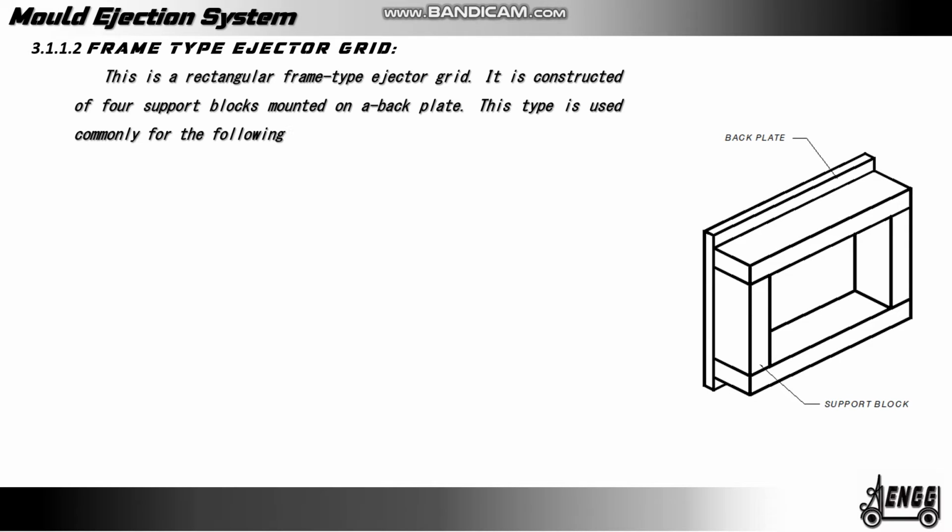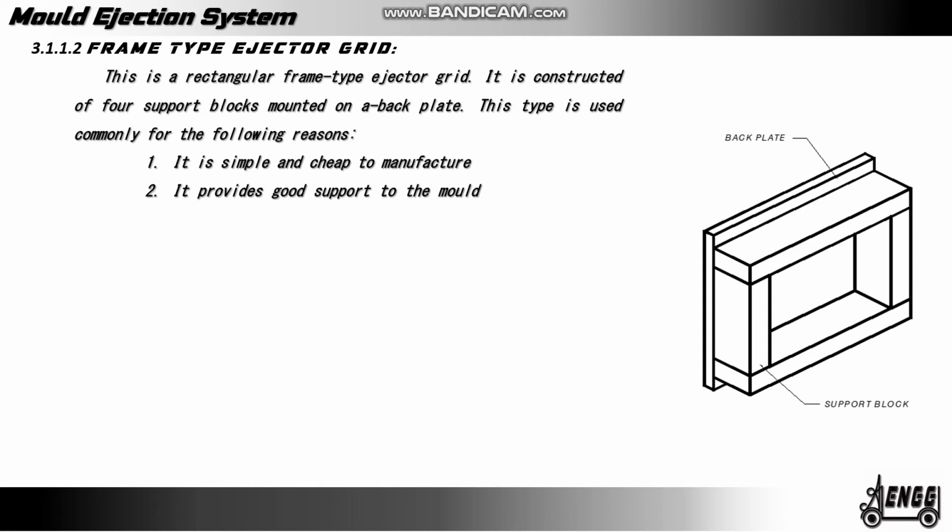Frame type ejector grid. This is a rectangular frame type ejector grid. It is constructed of 4 support blocks mounted on a back plate. This type is used commonly for the following reasons. 1. It is simple and cheap to manufacture. 2. It provides good support to the mold plate on a small mold. 3. A rectangular shape ejector plate can be used.